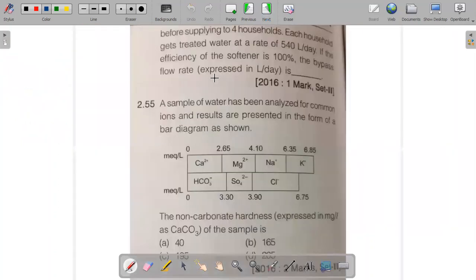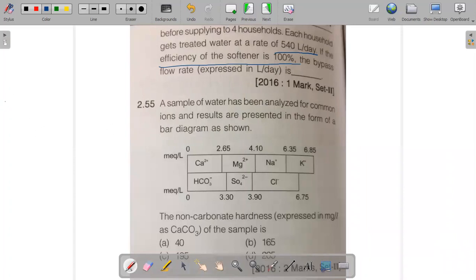Okay, before supplying it to 4 households, each household gets treated water at the rate of 540 liter per day. It's the flow rate basically. If the efficiency of the water softener is 100%, then the bypass flow rate is to be expressed in liter per day. Basically, in this question, we can solve it by two methods.